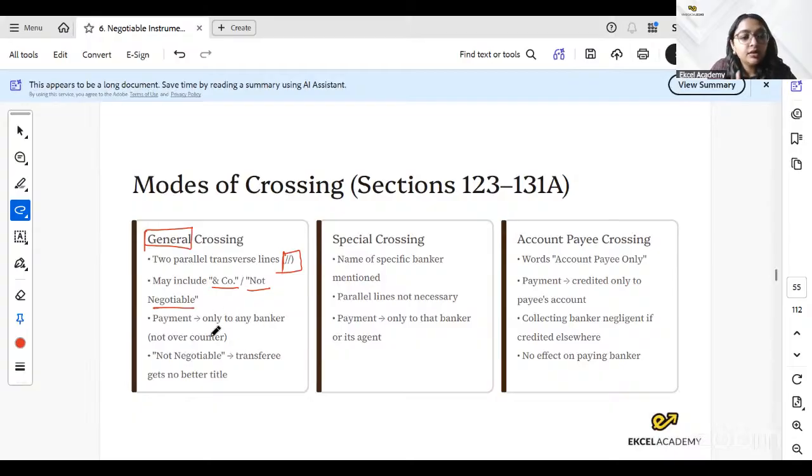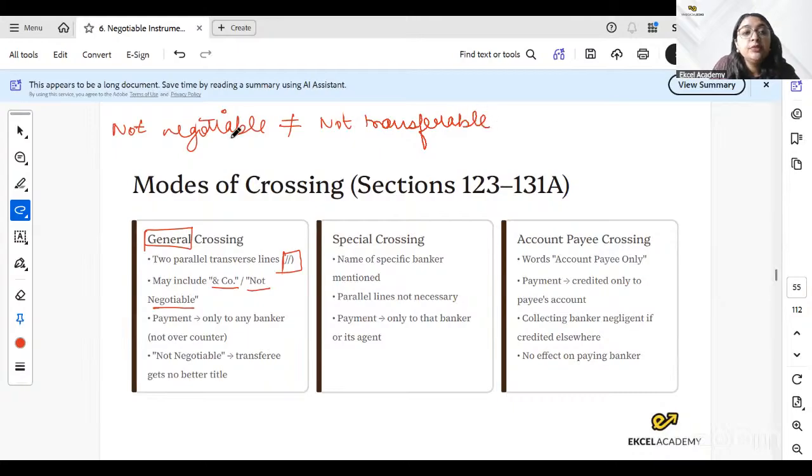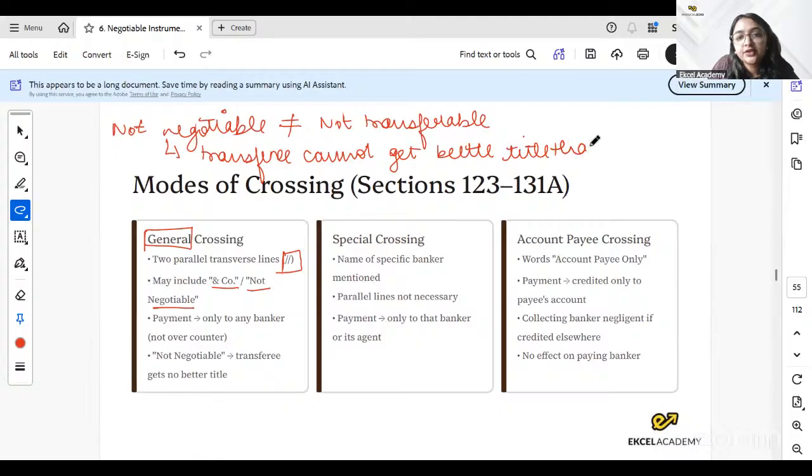Payment only to a banker, not the counter. Not negotiable means the transferee gets no better title. When we are speaking about not negotiable, it does not mean not transferable. It means that the transferee cannot get a better title than the transferor.